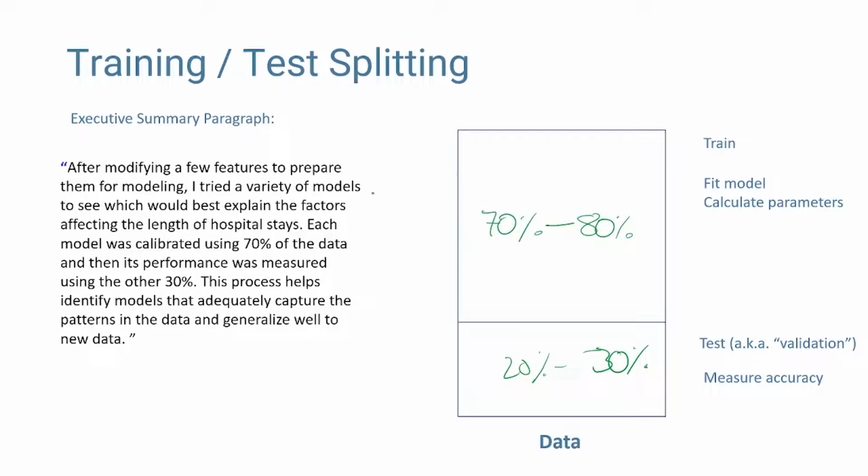On your executive summary, you'll need to always include a paragraph that says something to the effect of this. For instance, after modifying a few features to prepare them for modeling, I tried a variety of models to see which would best explain the factors affecting the length of hospital stays. Each model was calibrated using 70% of the data, the training portion, and then measured using the other 30%, which is the testing. This process helps identify models that adequately capture the pattern of data and generalize well to new data.